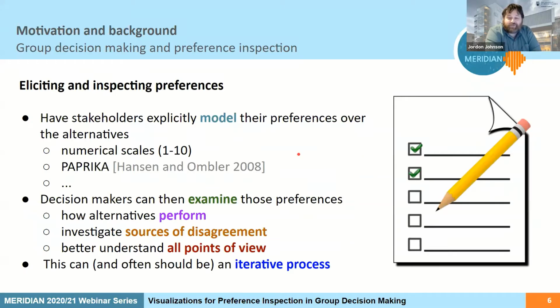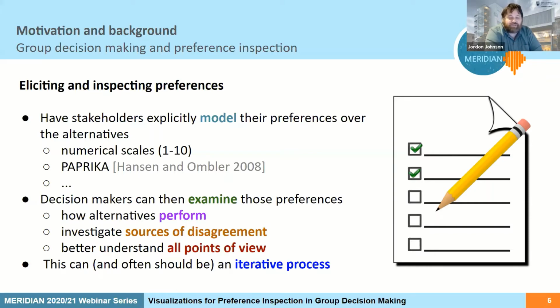So first question, what is preference inspection? Well, it is part of the preference elicitation and inspection process. First, we have our stakeholders explicitly model their preferences over the alternatives. This can be done in a number of ways. We'll use the example of choosing a hotel again. We can use simple numerical scales, like a scale of 1 to 10. I score Hotel X an 8 out of 10, but Hotel Y is only a 4 out of 10. It's one way of doing it.